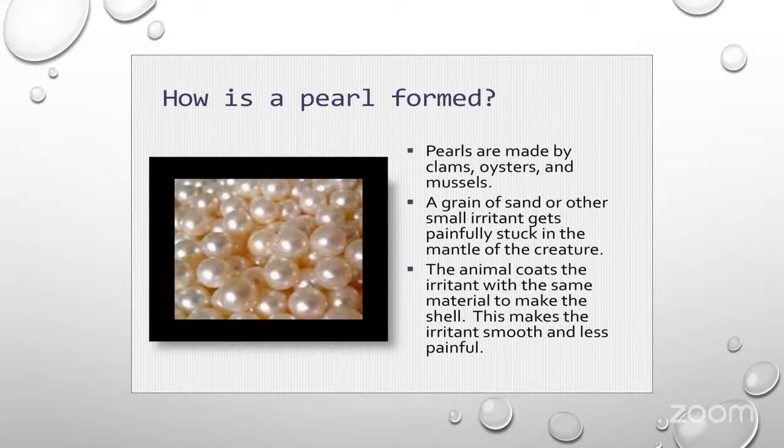Same way, the mussels also secrete a certain chemical so that it forms a layer around the irritant so that it won't get affected. So a grain of sand or other small irritant gets painfully stuck in the mantle of the creature. The animal coats the irritant with the same material used to make the shell. So this makes the irritant smooth and less painful. When there is a layer formed around that same sand grain, that mussel won't feel that pain anymore. So over a period of time, layer by layer around that sand grain or a microorganism or any small creature, it forms a pearl.